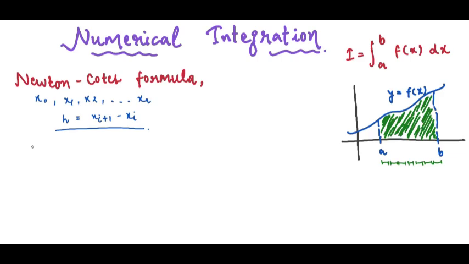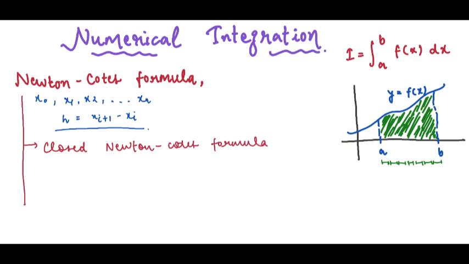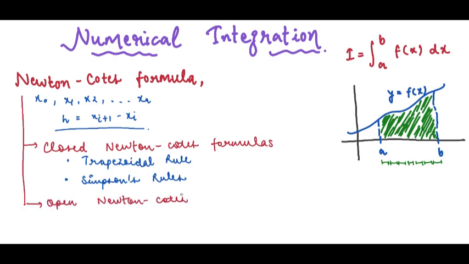Newton-Cotes formulas are generally divided into two categories. Firstly, the closed Newton-Cotes formulas. Here the endpoints of the interval are included. For example, the trapezoidal rule or Simpson's rule. The other type is the open Newton-Cotes formulas. Here the endpoints are not included in the interpolation points. For our numerical analysis course, we will mainly focus on the standard closed formulas listed in our roadmap.